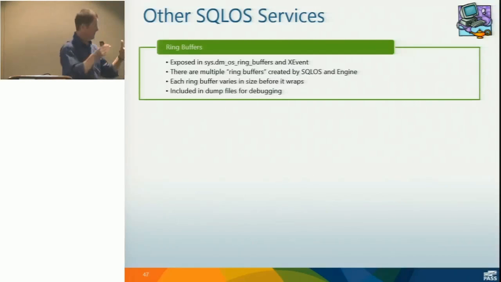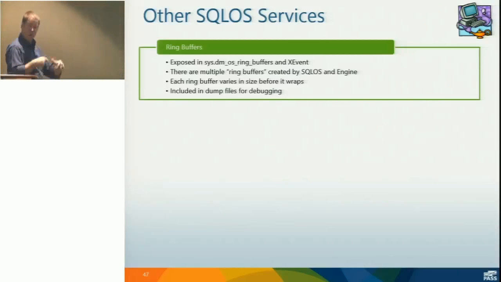The ring buffer type denotes the different ring buffers that are in this list. So it varies in size before it wraps over to the beginning. I don't have the exact numbers of what it looks like, and memory pressure can also affect that. And here's the cool thing for us.